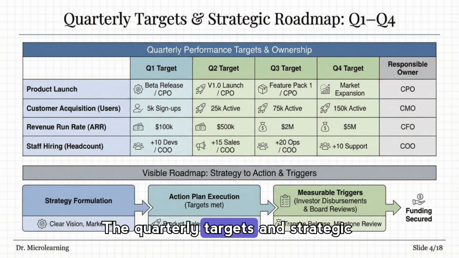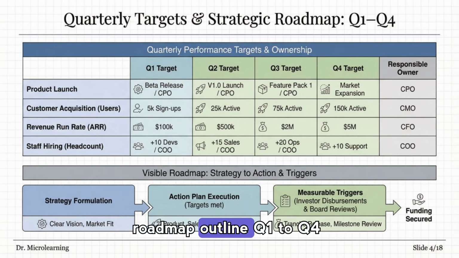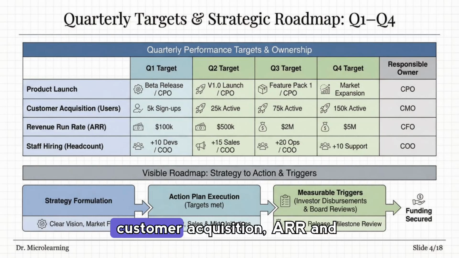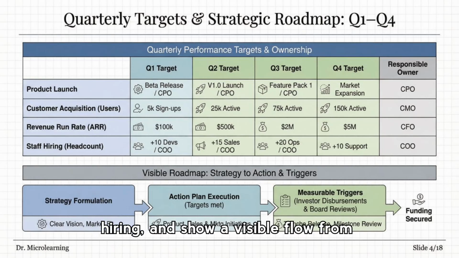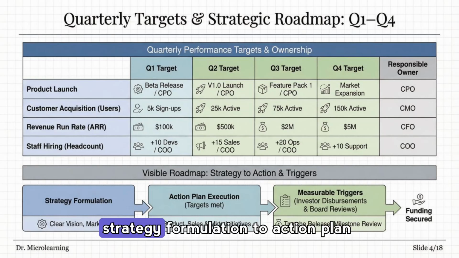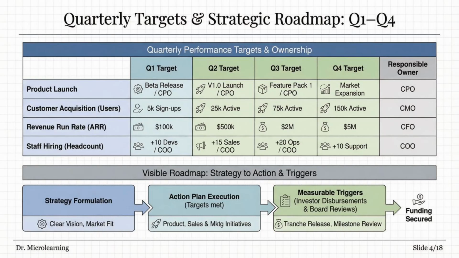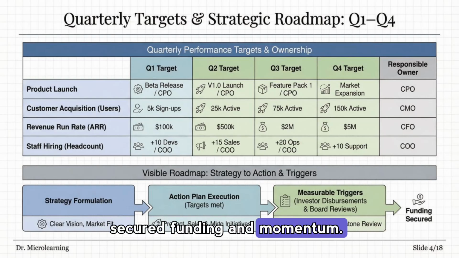The quarterly targets and strategic roadmap outline Q1 to Q4 milestones for product launch, customer acquisition, ARR, and hiring, and show a visible flow from strategy formulation to action plan, execution, and measurable triggers like tranche releases. This makes it clear who owns each target and how meeting those goals leads to secured funding and momentum.